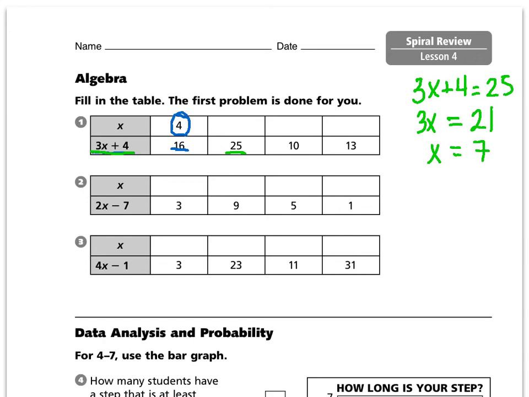I can check my work though by plugging and chugging 7 into 3x plus 4, and I know that 3 times 7 plus 4, and I would do order of operations, so 3 times 7 is 21 plus 4 is going to equal 25. So x being 7 fits this problem.